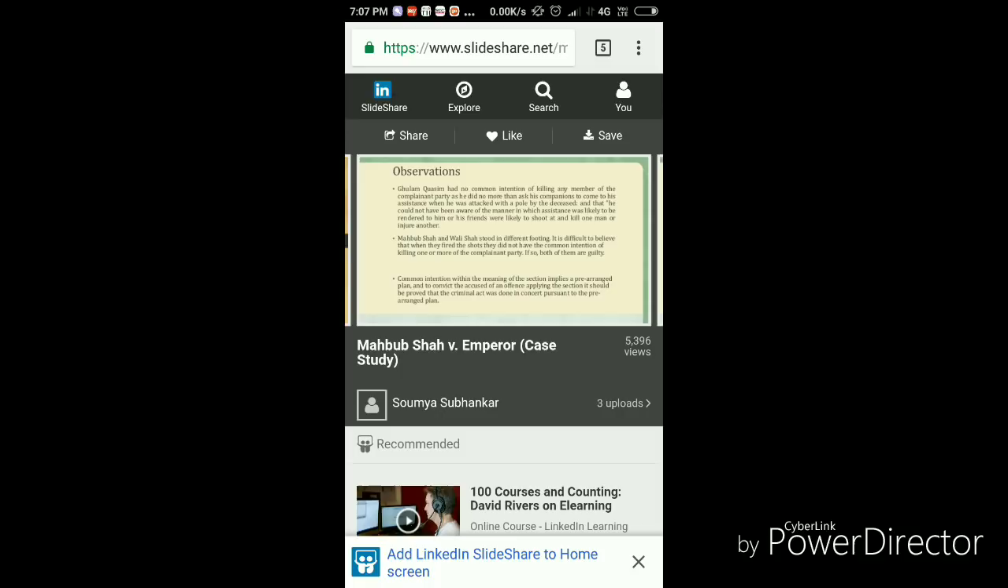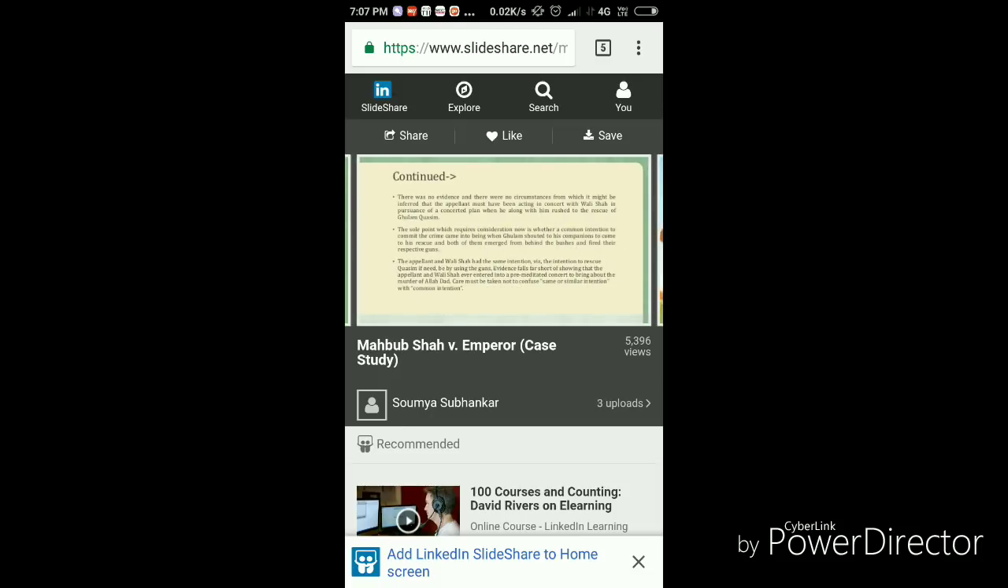Common intention within the meaning of this section implies a pre-arranged plan. A very important word, that is the pre-arranged plan. To convict the accused of an offence applying the section, it should be proved that the criminal act was done in concert pursuant to the pre-arranged plan. There was no evidence and there were no circumstances from which it might be inferred that the appellant must have been acting in concert with Bali Shah in pursuance of a concerted plan when he rushed along with him to the rescue of Ghulam Qasim.